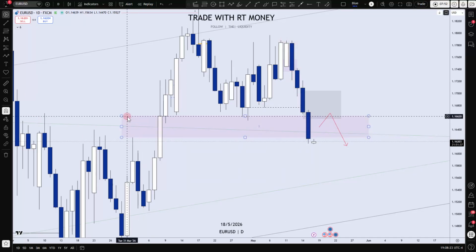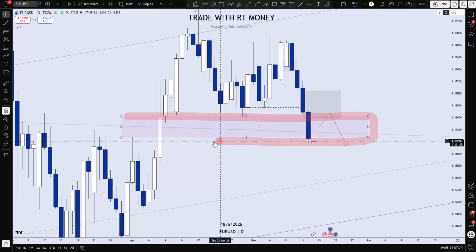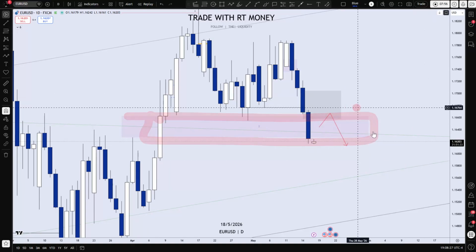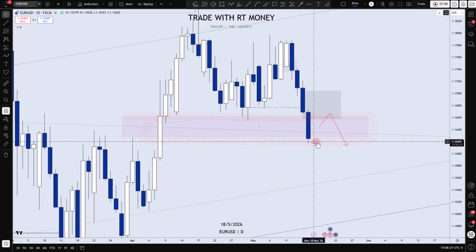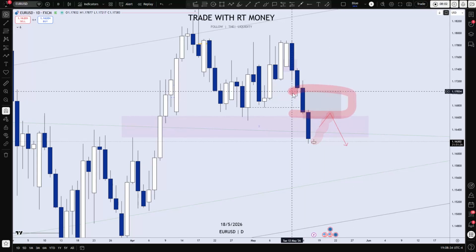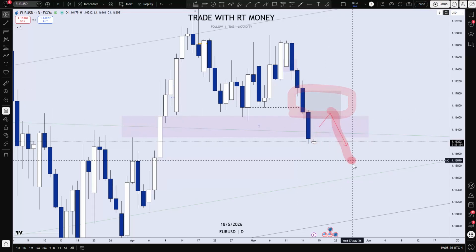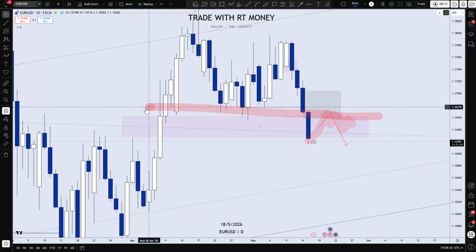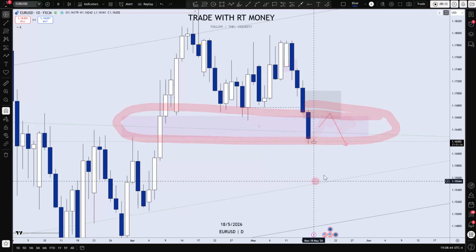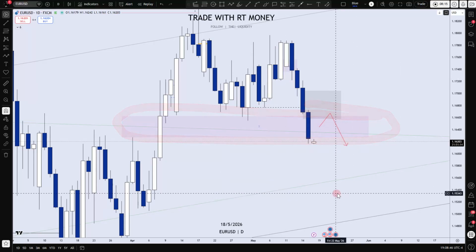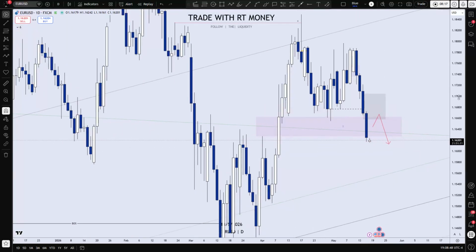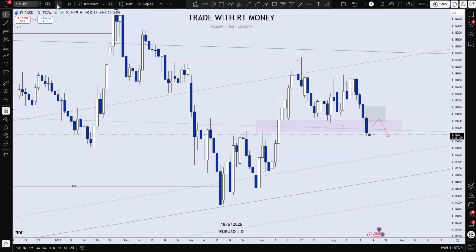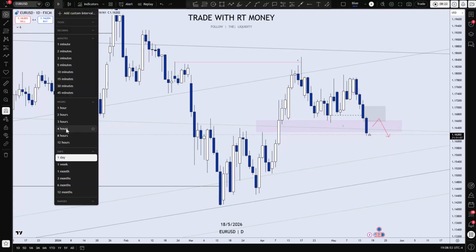I'm also keeping my eye on this inverted fair value gap. I'm looking for the market to push maybe into the bearish fair value gap here and then continue down further, finding support somewhere around this inverted fair value gap. If we go to the weekly, let me look at the quarterly first.